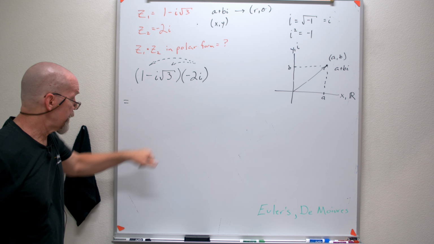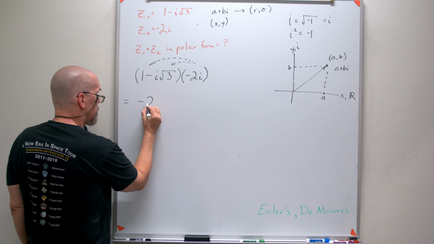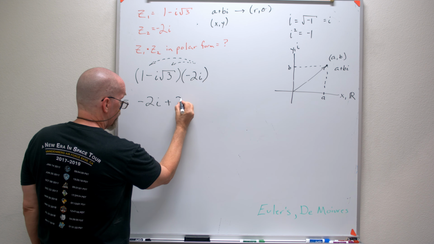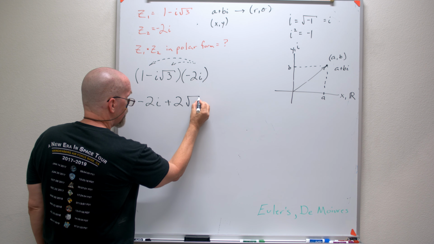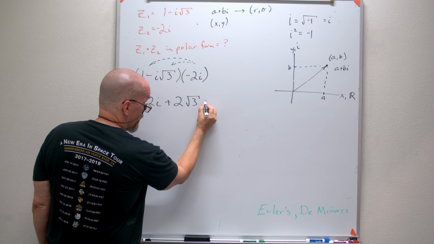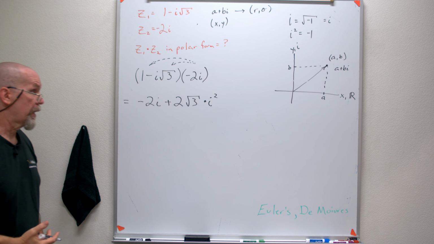So 1 times negative 2I is negative 2I. Negative times a negative makes it a positive. Rad 3 times 2, I'm going to pull the 2 out front and make it a 2 rad 3. The I times the I gives us an I squared. And that's something we don't want to leave as an I squared.